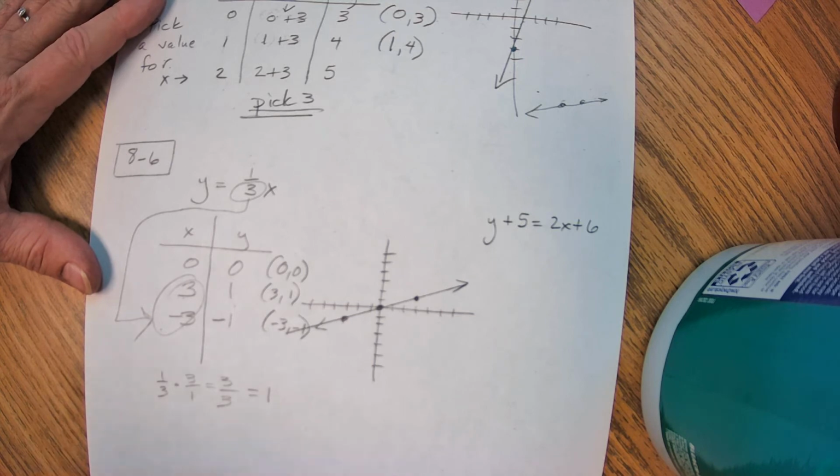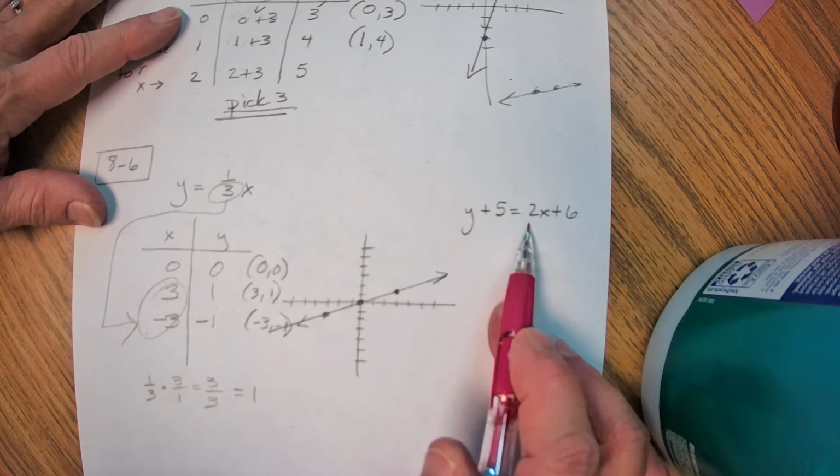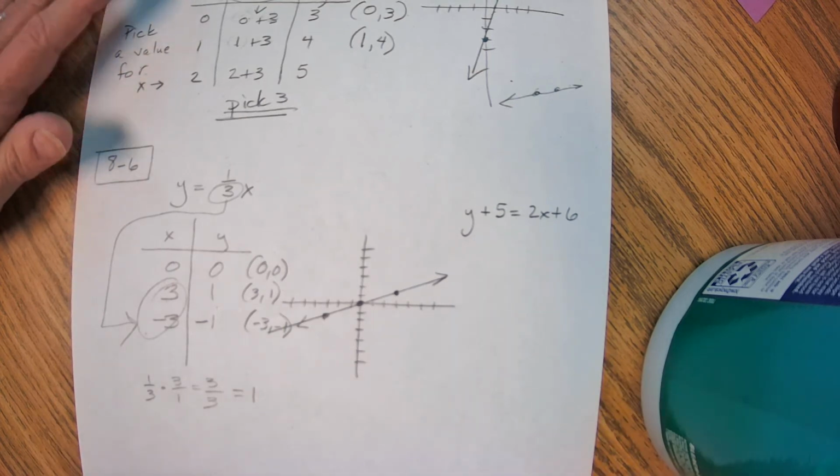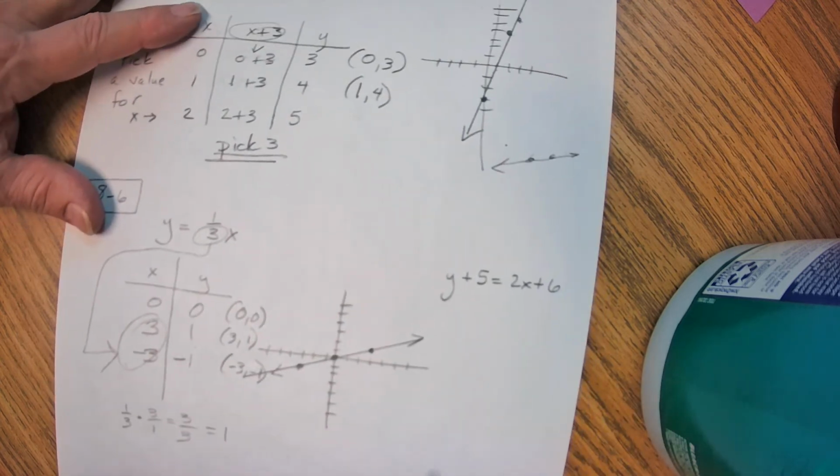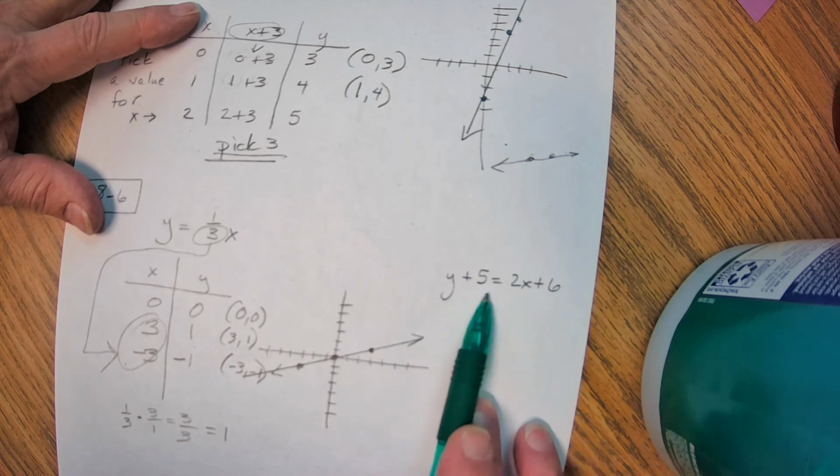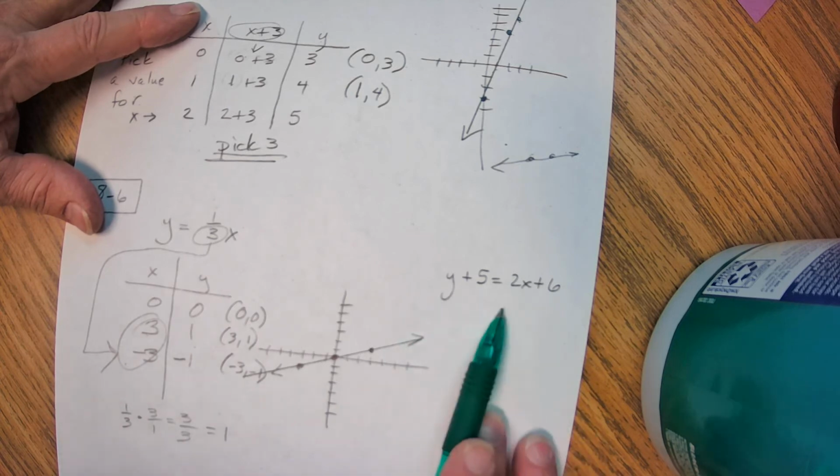All right. Let's do this one in a different color. We can do this one in green. So what happens if you have something that looks like this?